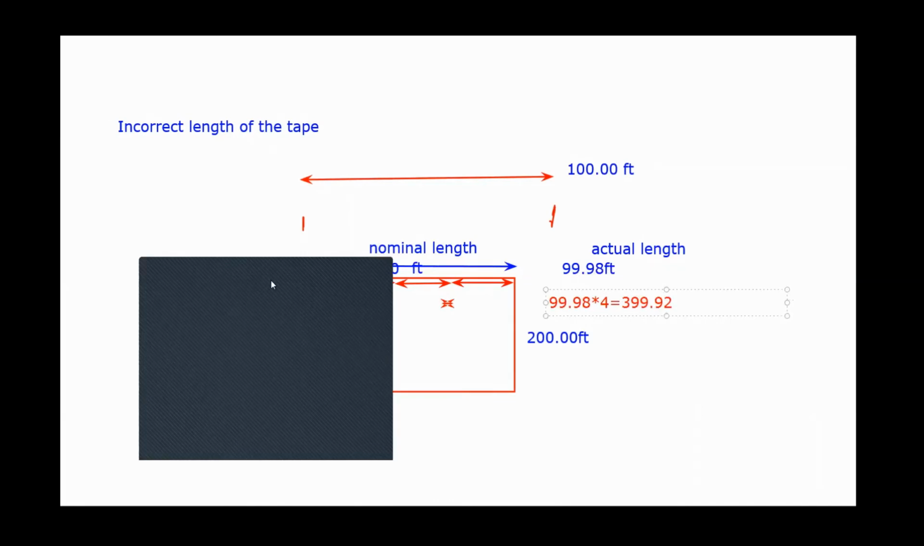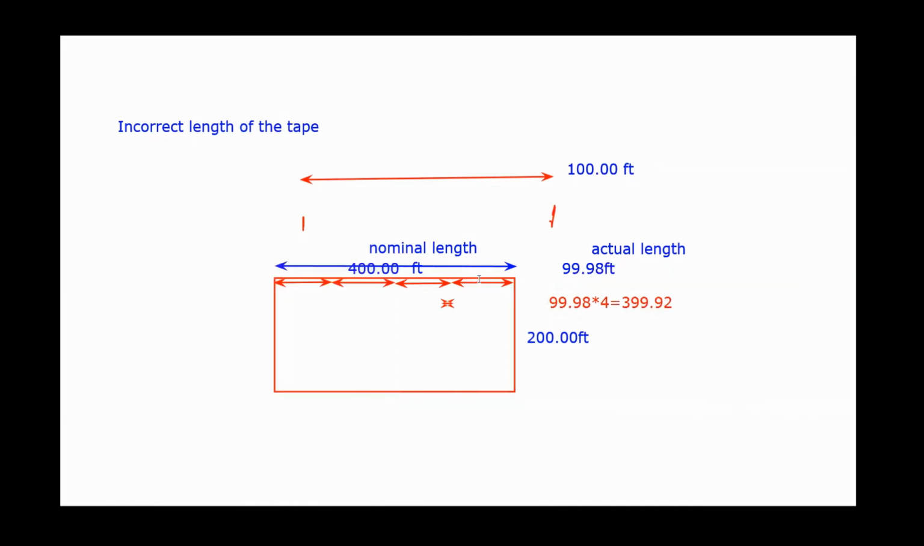I'm not sure if you'll be able to see my screen for the calculator, but I'm just using the calculator here. Yes, it's correct. Because this segment, I told you it's 100, but it's actually 99.98. So you lose 200ths, 200ths, 200ths, 200ths. So that's why it's 399.92.